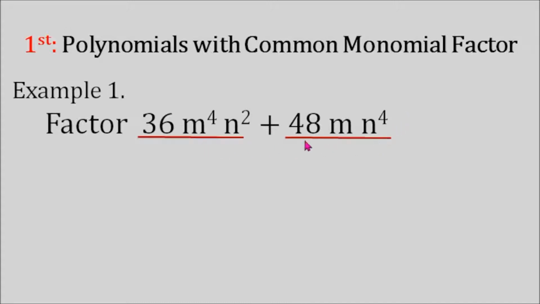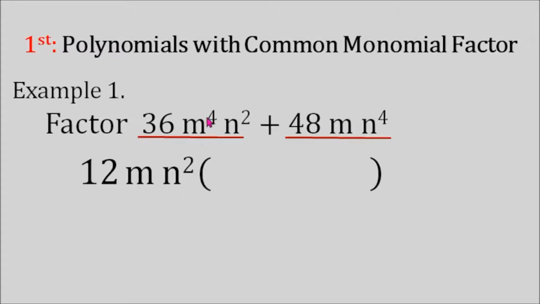So we have two terms here. So we are going to find the greatest common factor between the two terms. First, the greatest common factor between 36 and 48 is 12. And the greatest common factor between m to the power of 4 and m is the one that has the lower exponent, and that's m. And the greatest common factor between n squared and n to the power of 4, it's the one that has the lower exponent, and that's n squared.